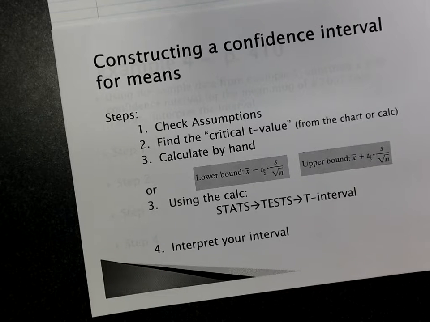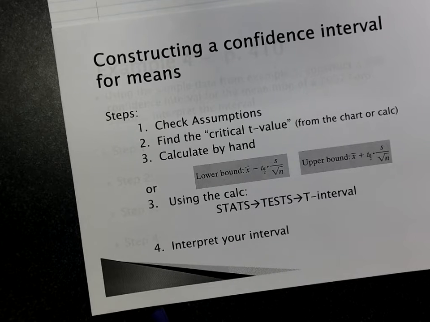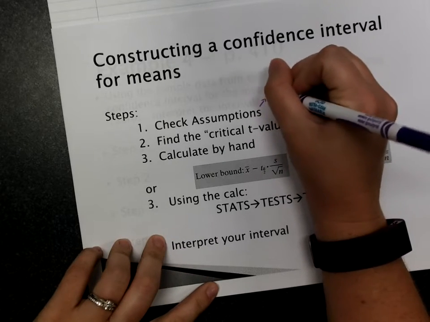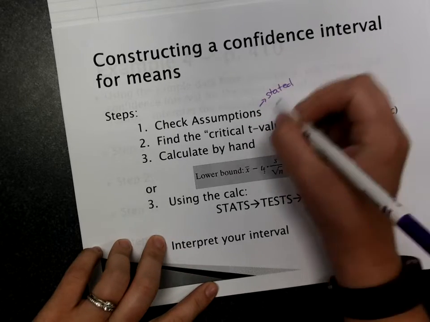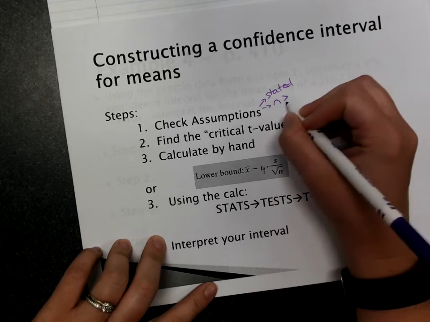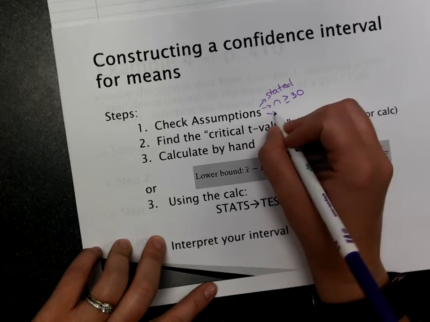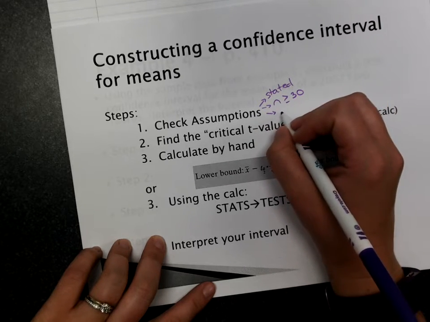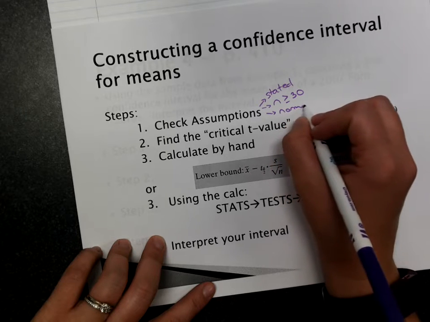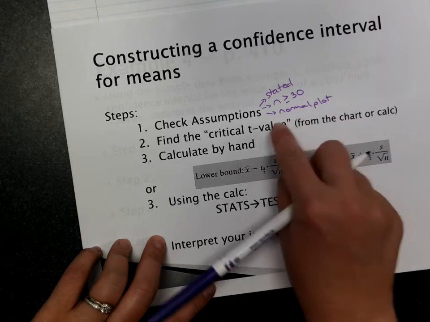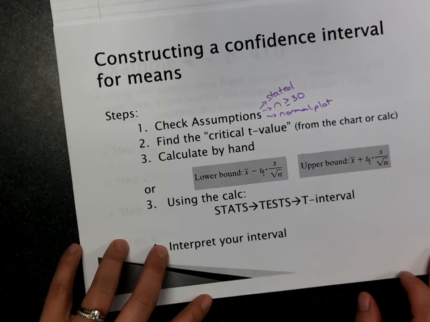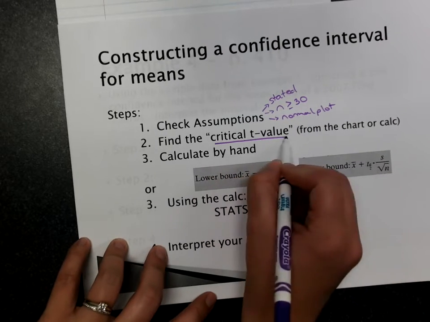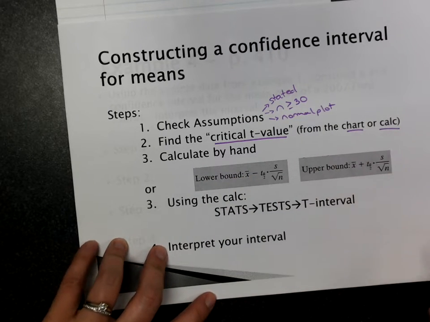So constructing a confidence interval for means, pulling all this together, we're going to check our assumptions. The assumptions for means are different. Remember, it can be stated that it's normally distributed, or the sample size can be greater than or equal to 30, or we can look it up in the normal plot. I'll remind you how to do that in just a minute. Then we'll find our critical t-value from the chart or the calculator.